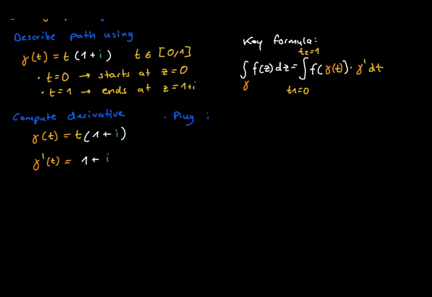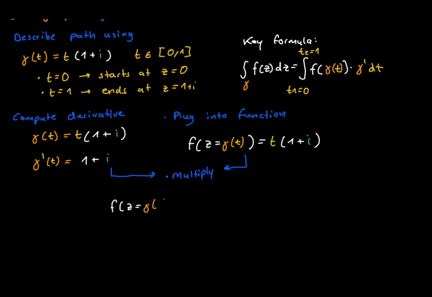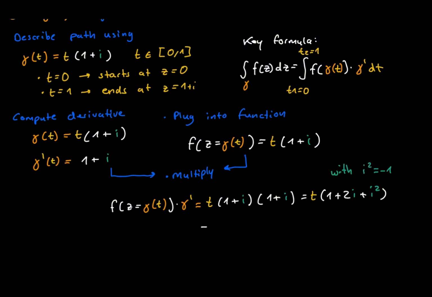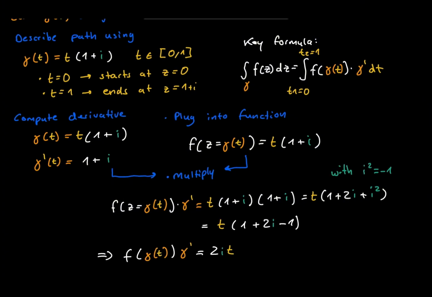Now we plug everything into the function. Since f of z equals z, we get f of gamma of t equals t times (1 plus i). Now we multiply. We get t times (1 plus i) times (1 plus i). Now we simplify. So the expression becomes 2i times t.